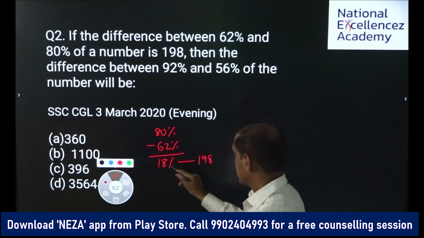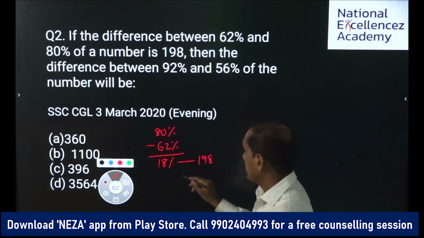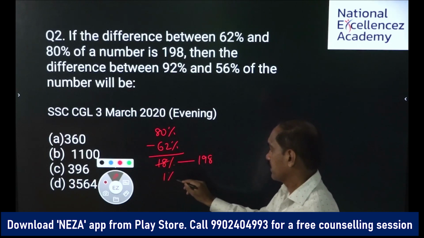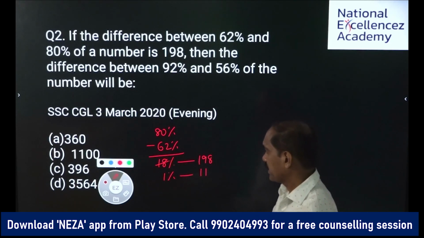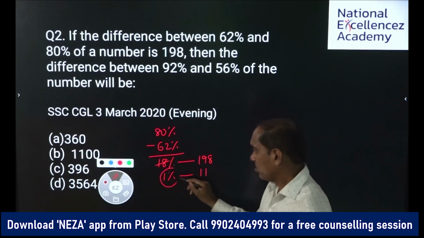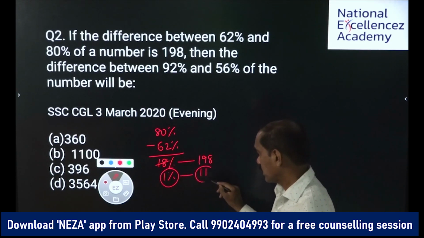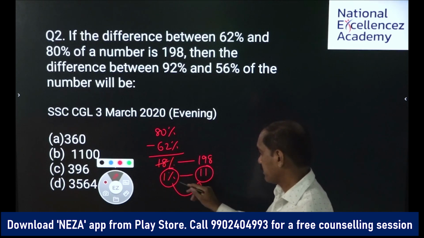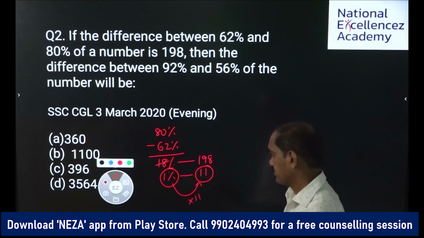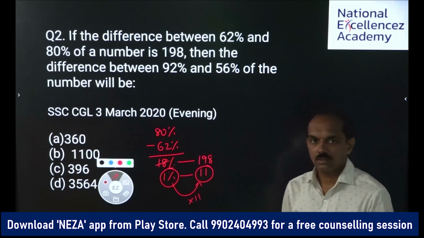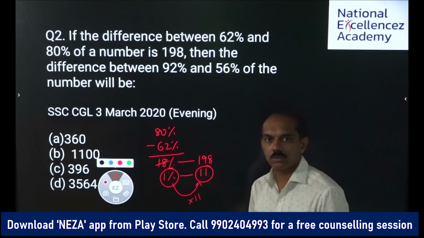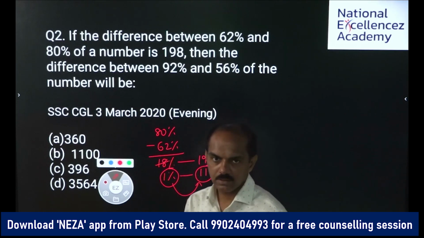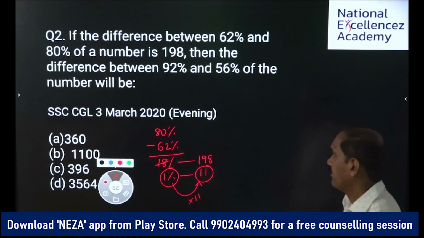And this is divisible by 18. 18 ones are 18, 18 ones are 11 times. Meaning, if you want the absolute number, just multiply the percentages by 11. This is the shortcut that we got. If you want to convert percentages into absolute numbers, just multiply it by 11.